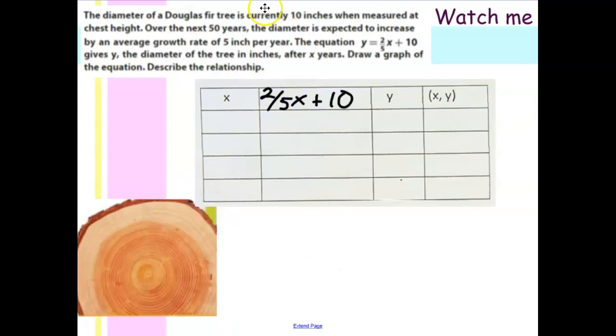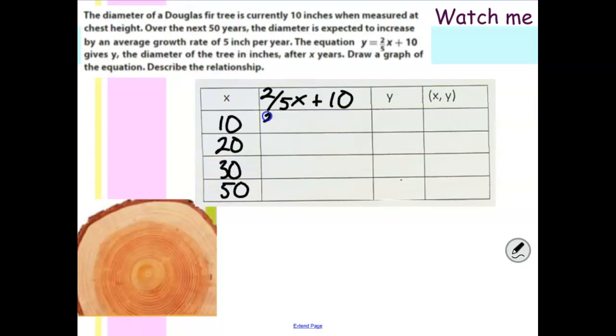We also want to read the situation here. So we're talking about growth of a tree. So it's 10 inches right now, and over the next 50 years, it's expected to increase by an average growth rate of 5 inches per year. And this is going to give us the predicted diameter of the tree after x amount of years. We're not going to use any negative stuff because the tree's not going to grow for negative years. So I'm going to choose some things like 10 years, 20 years, 30 years, and it talked about 50 years, so we'll use that one as well.